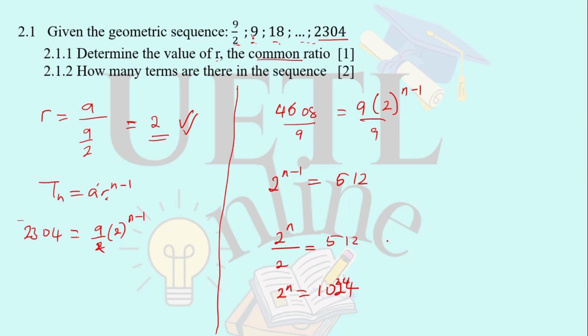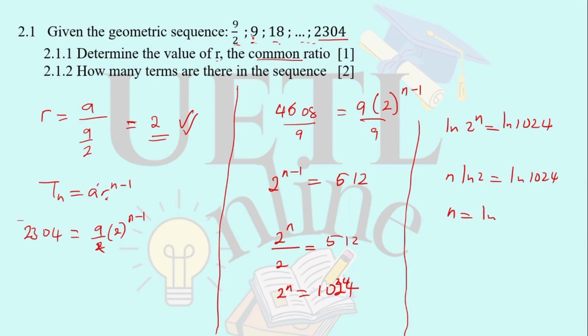To simplify this, the easy way is to use ln. You have your calculator, or you can just say ln 2^n is equal to ln 1024. Now we just have to simplify this. It becomes n ln 2 is equal to ln 1024. Now our n is going to become ln 1024 over ln 2.